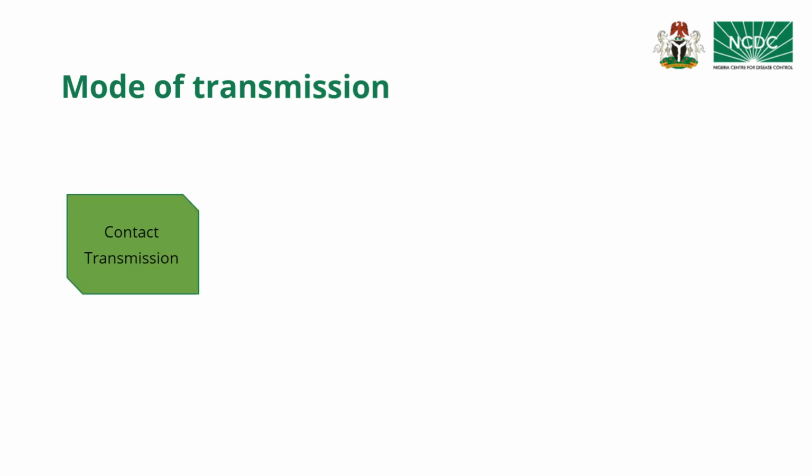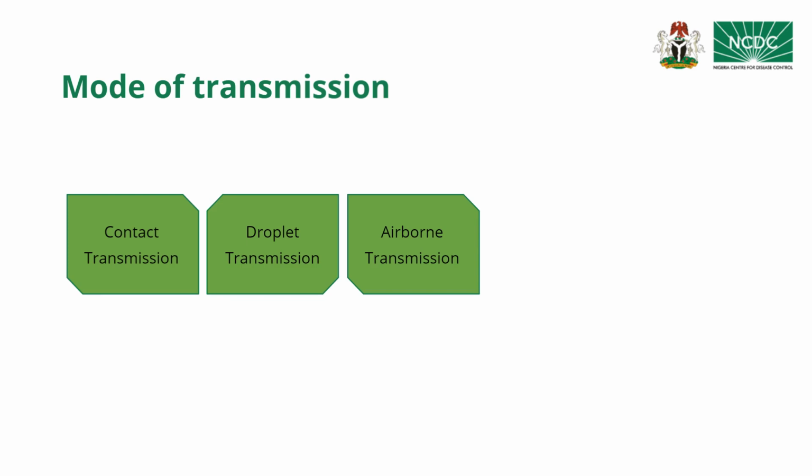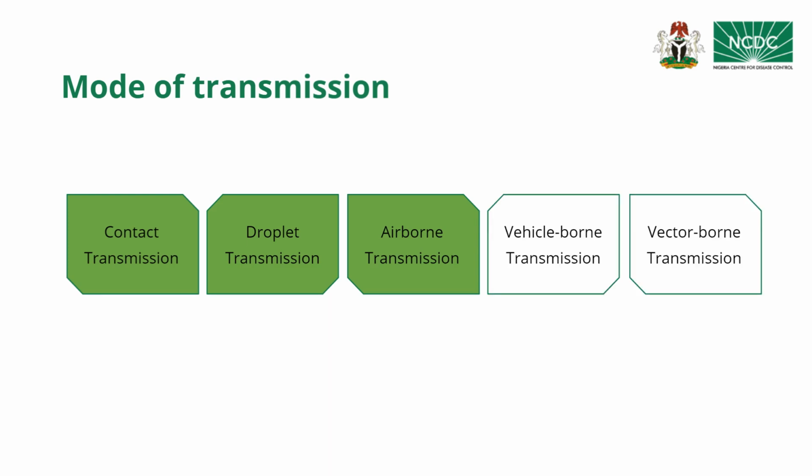The 5 main modes of transmission of an infectious agent from its reservoir to a susceptible host include contact transmission, droplet transmission, airborne transmission, vehicle-borne transmission, and vector-borne transmission. For this model, we will focus on the contact, droplet, and airborne modes of transmission, as these are the possible modes of transmission for SARS-CoV-2 and are critical to discussions around hospital-acquired infections.